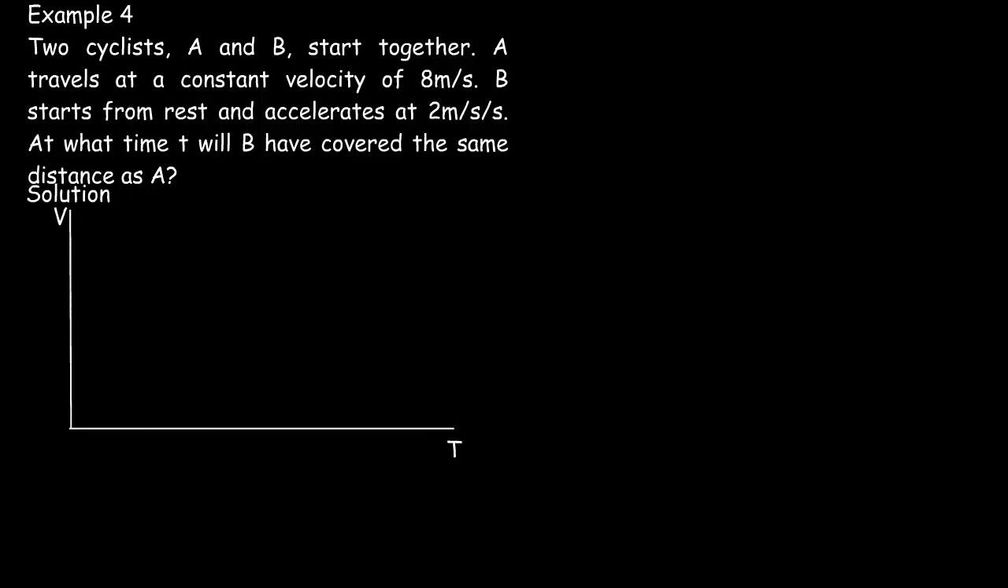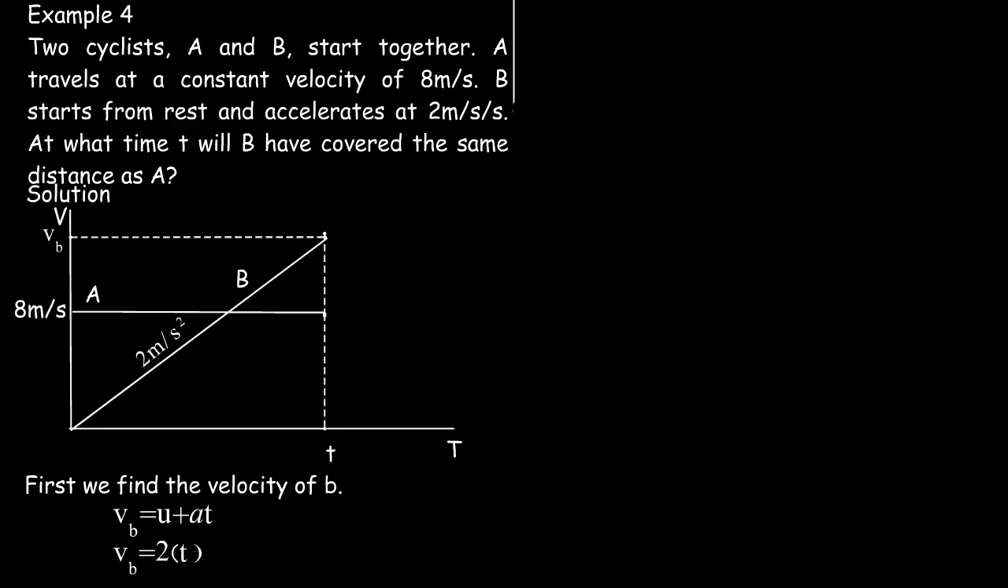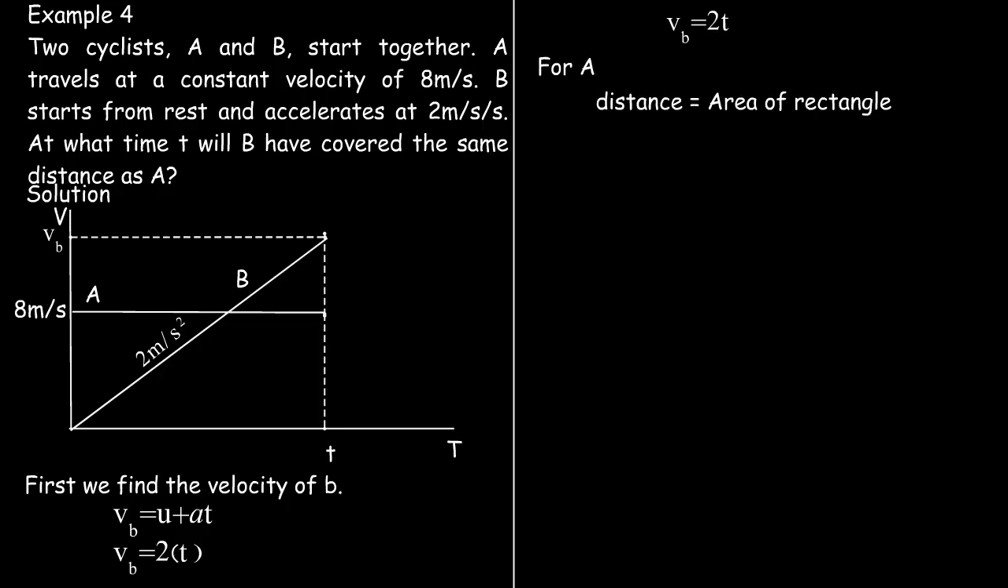Now, A starts at 8 meters per second and maintains a constant velocity, so it should just be a straight line from 8 meters per second on the velocity axis. While B starts from rest and accelerates at 2 meters per second squared to the same time t, but we're not given the final velocity of B, so we're going to call that VB. Our first step is to find the velocity of B, which is VB equal to u plus at, which makes VB equal to 2t.